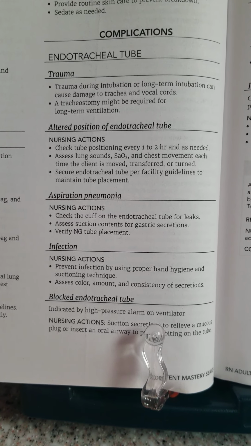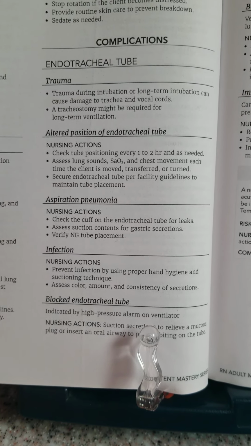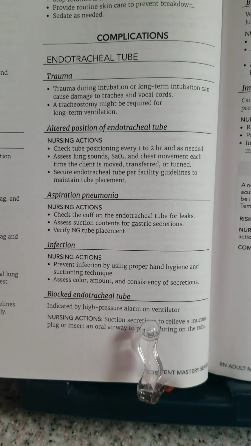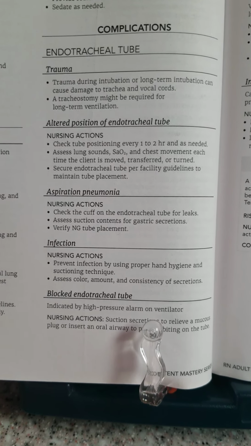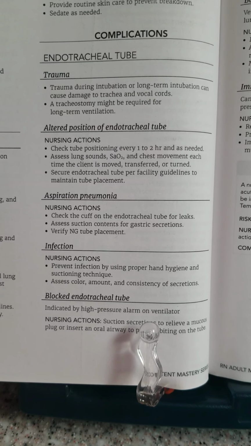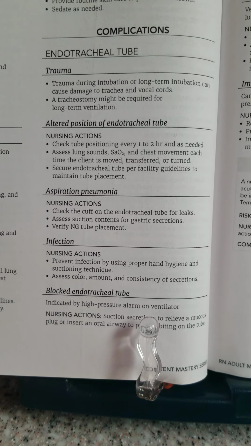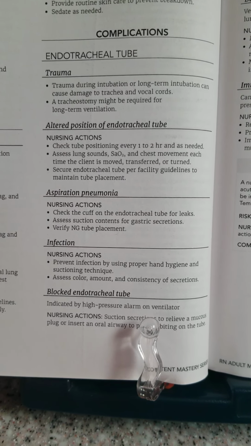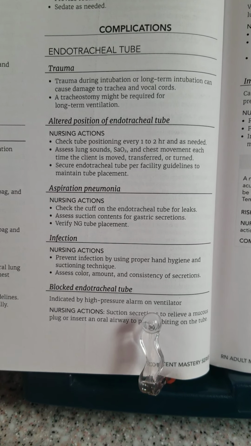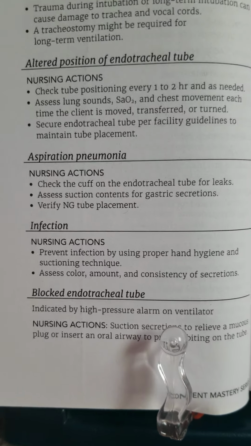Altered position of endotracheal tube. Nursing actions would be to check tube positioning every 1 to 2 hours and as needed. Assess lung sounds, SaO2, and chest movement each time the client is moved, transferred, or turned. Secure the endotracheal tube per facility guidelines to maintain tube placement.